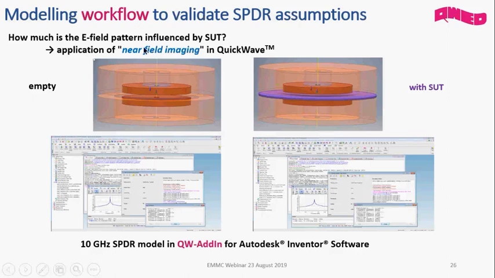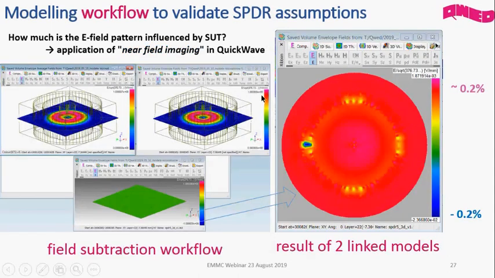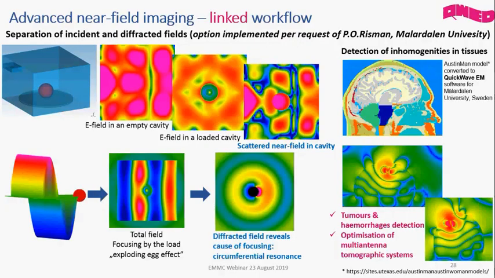About linked workflows, what we are able to do is to model two scenarios and later, in a linked manner, to consider the difference of the solutions. This is an example. This is the model of our dielectric resonator, which we model without a sample and later with a sample. The model is constructed in the industrial environment in Autodesk Inventor. By comparing the fields in two cases, we are able to verify the assumption of dielectric resonator measurement, which is that the electric field in the two cases, without sample and with sample, should not differ. And we find that the difference of those two linked models is at the level of 0.2%.